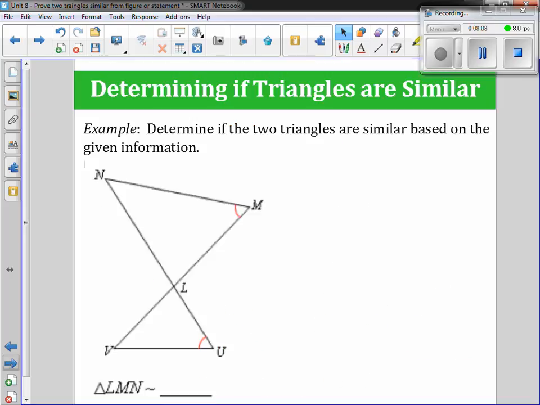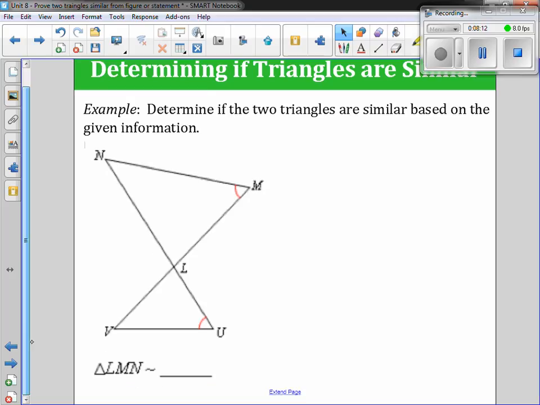Now we're going to take a look at two more examples before we get to our practice. So we want to determine if the two triangles are similar based off of the given information. I have no numbers here, which means I'm only looking at what's given. I know that angle U is congruent to angle M. So I already have one set of angles. So that tells me that it's either angle, angle, or side, angle, side. And since I have no sides, I'm going to look for another angle that would be congruent.